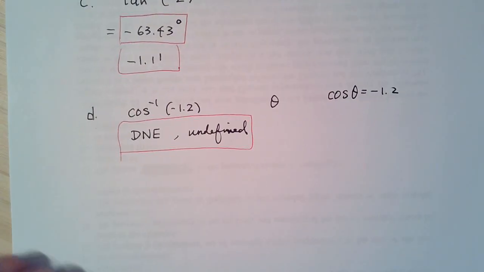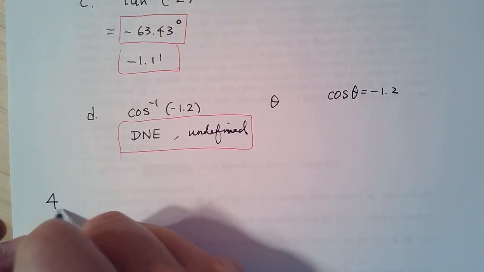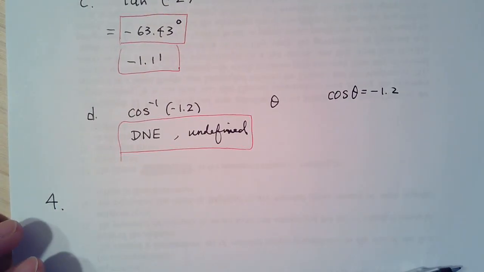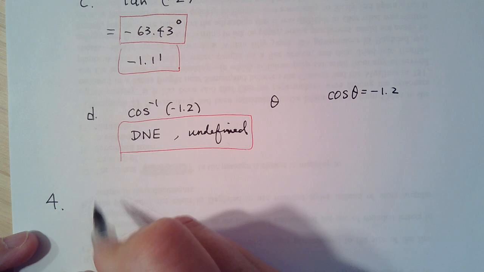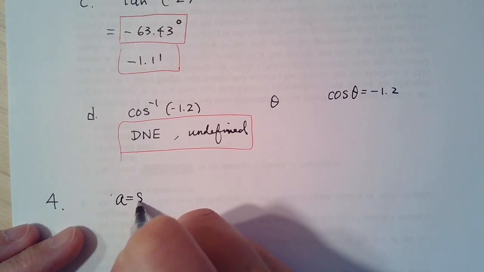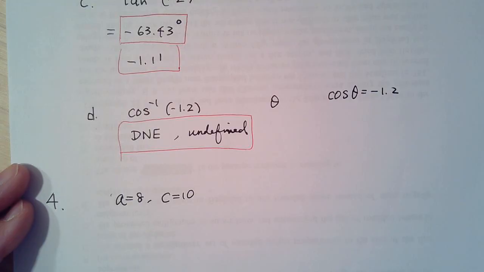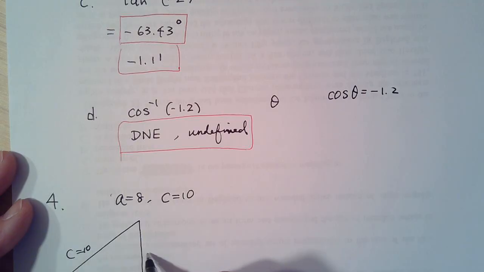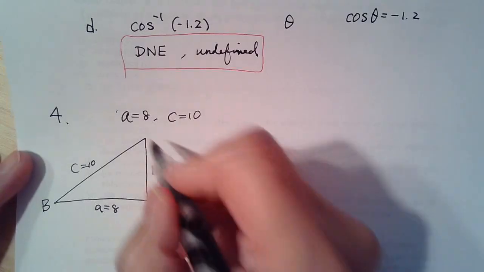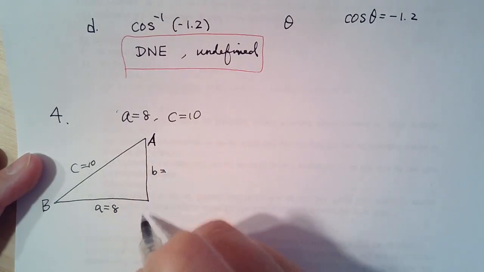Okay. Now let's work on number 4. In number 4, I ask you to solve a right triangle, and I give you this triangle. A is 8, and C is 10. Can you solve it? So let's see this triangle. This is A equals 8. This is C equals 10. So here's B, I don't know. Sorry, this is the angle B. This is the angle A. And this is the angle C.